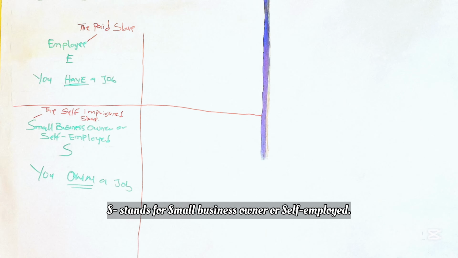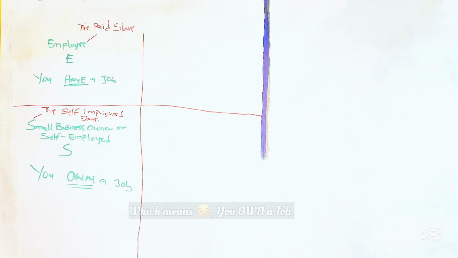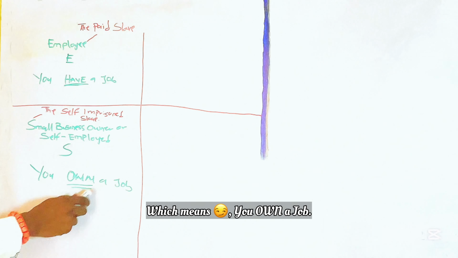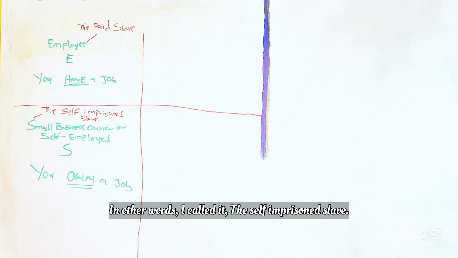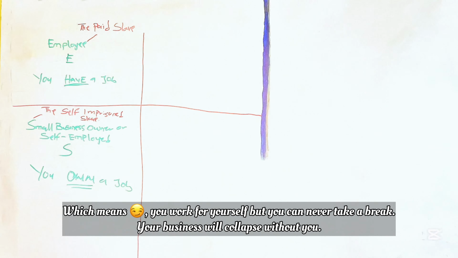S stands for small business owner or self-employed, which means you own a job. In other words, I call it the self-imprisoned slave, which means you work for yourself but can never take a break. Your business will collapse without you.